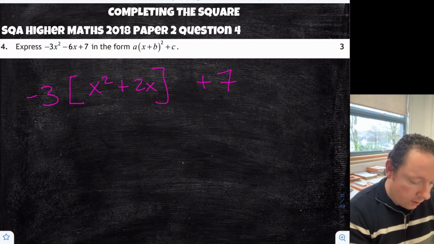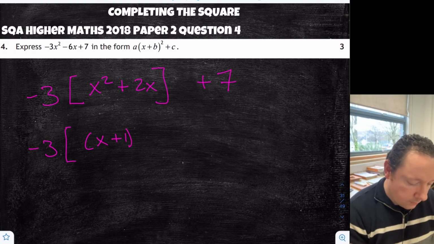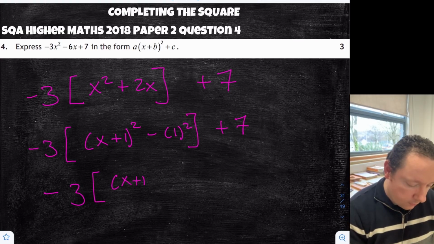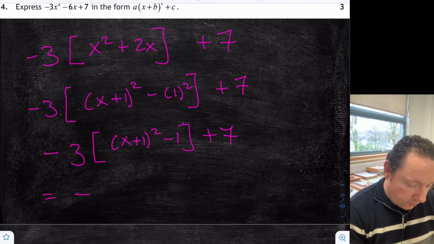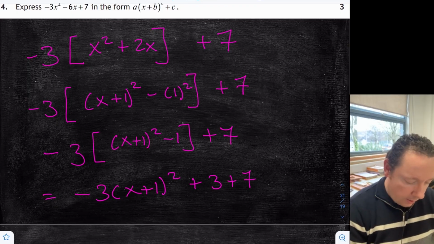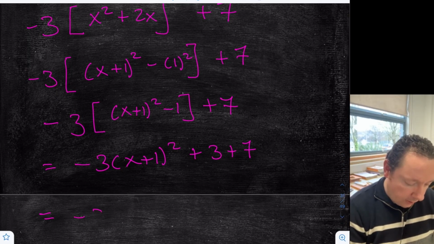So completing the square on this bit, we get minus 3, half the term, so x plus 1 all squared, and take away 1 squared, 1 times 1. And then we've still got plus 7, so that gives me minus 3, x plus 1 squared minus 1 plus 7, and then expanding that bracket, that's minus 3 times x plus 1 squared. Minus 3 times minus 1 is minus times a minus, so it's plus 3 plus 7. And then finally, our final answer, minus 3 times x plus 1 squared plus 10.